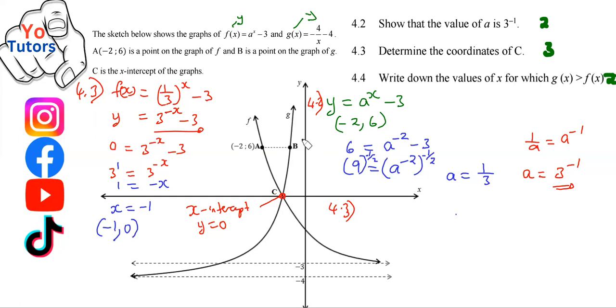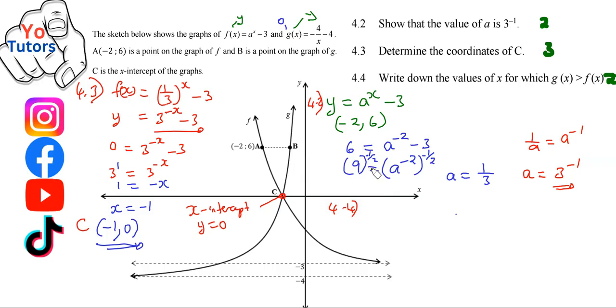I also want you to substitute 0 for y in this equation here, then look for x. You also find the same value of x. So that's the answer there for C. That's the coordinates of C. Now let's look at 4.4.